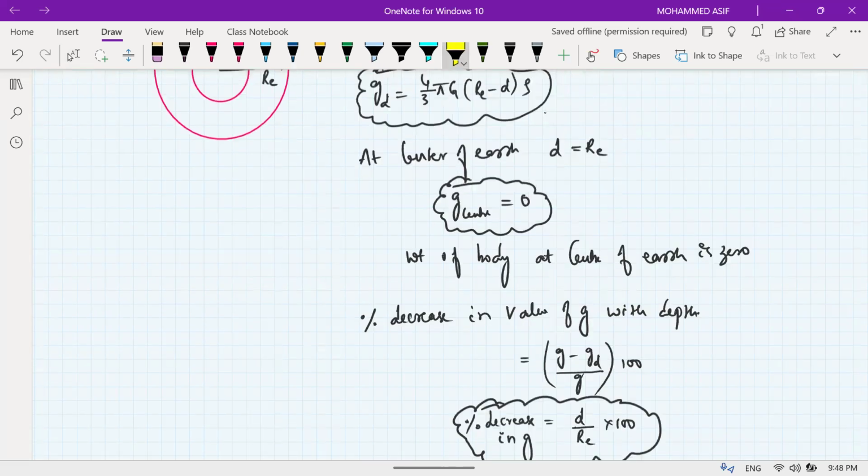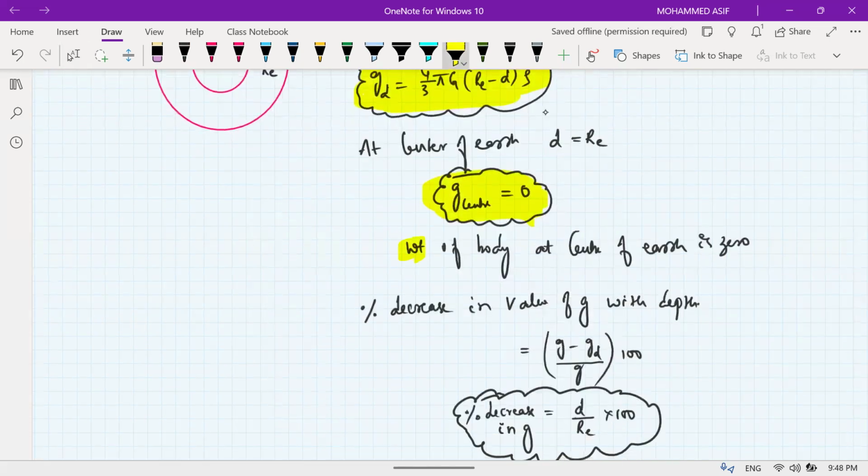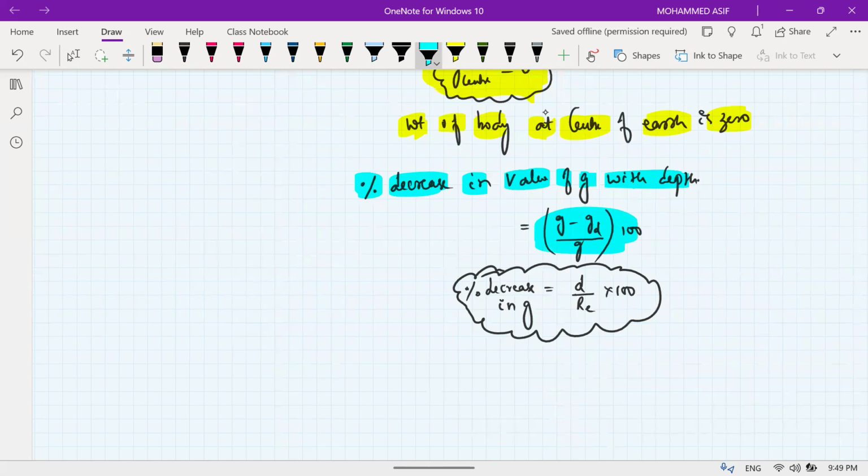Sure. So just let me revise about the depth. g at the depth is equal to g into 1 minus d divided by radius of earth, and g at the center will be 0. When the body is at the center of the earth, the weight of the body is 0. Then if he is asking the percentage decrease of the value of g with respect to depth, the formula is g minus g at depth divided by g into 100. Our percentage decrease in the value of g is depth divided by radius of the earth multiplied by 100. That will be the answer. Am I clear?